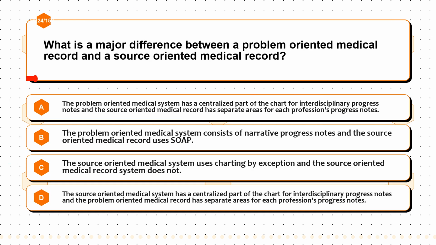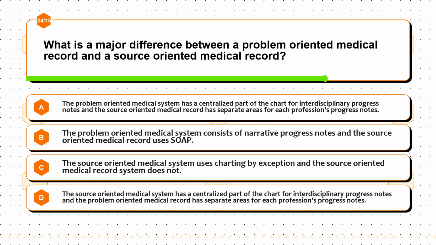Question 24. What is a major difference between a problem-oriented medical record and a source-oriented medical record? Here are the options. Option A. The problem-oriented medical system has a centralized part of the chart for interdisciplinary progress notes, and the source-oriented medical record has separate areas for each profession's progress notes. Option B. The problem-oriented medical system consists of narrative progress notes, and the source-oriented medical record uses SOAP. Option C. The source-oriented medical system uses charting by exception, and the source-oriented medical record system does not.